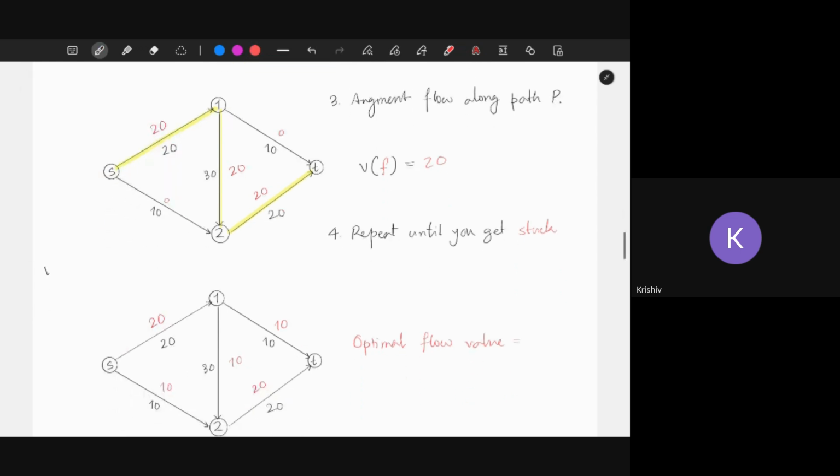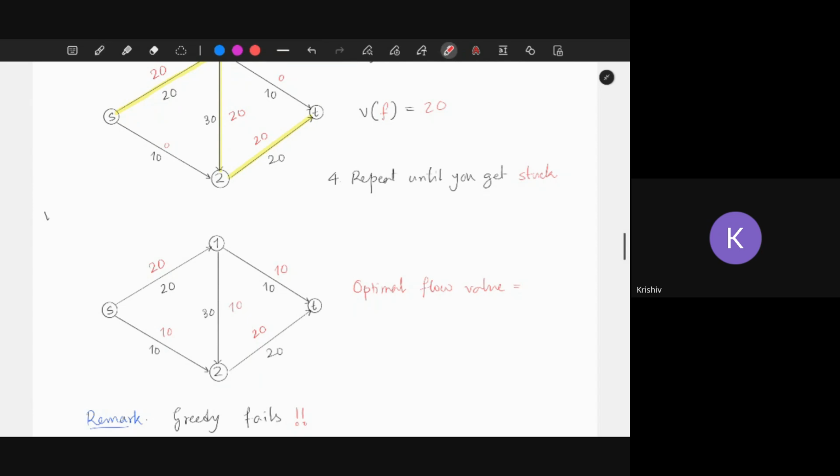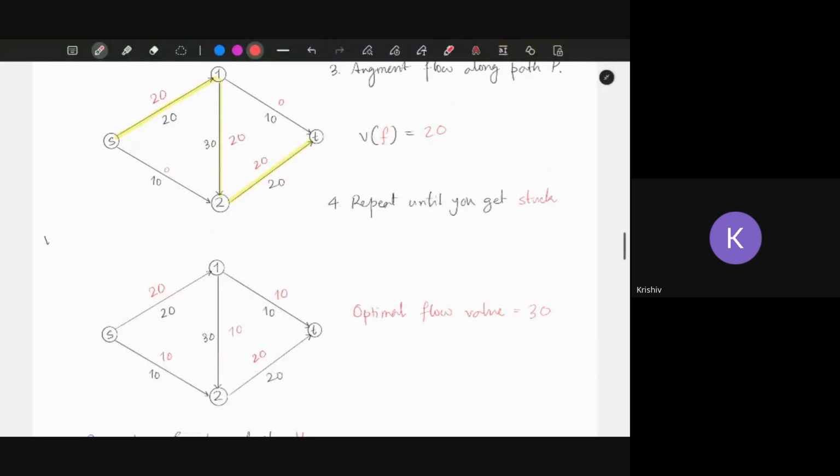But the thing is, the optimal flow value here is actually different. It is 30. So you send 20 across this edge and 10 across this edge. Then you can split this 20 into 10 and 10. Then, combining this 10 and 10, you can send 20. So this kind of strategy actually doesn't give you any solution.